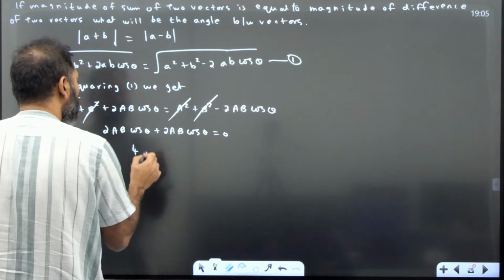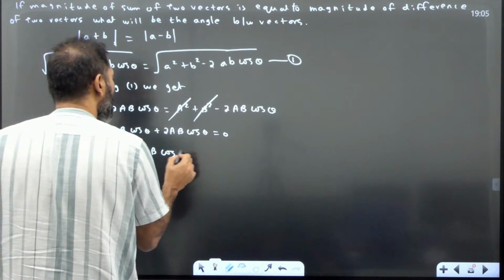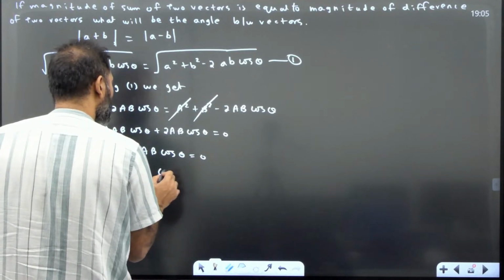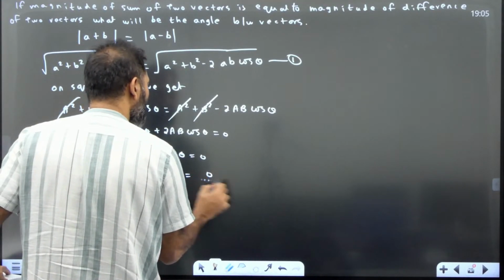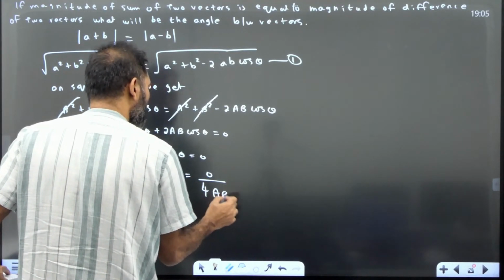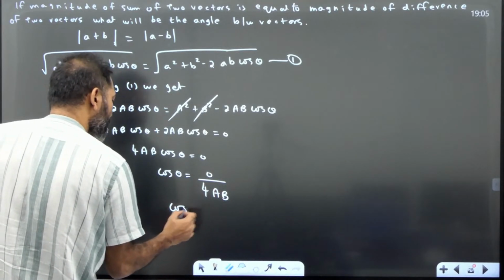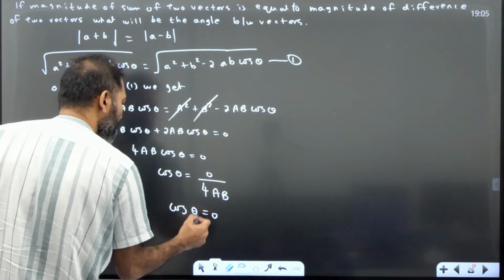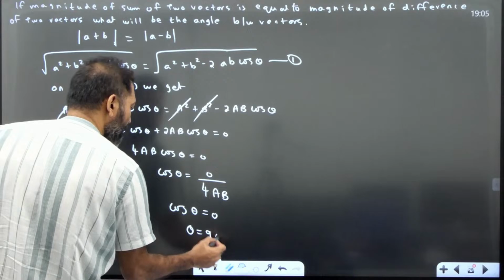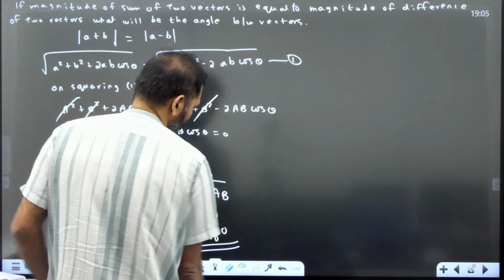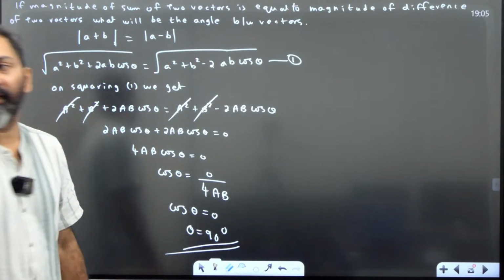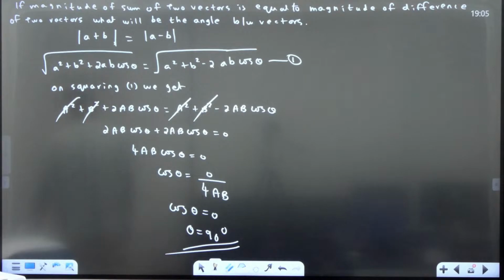So 4AB cos theta is equal to 0. So cos theta is equal to 0 by 4AB. 0 by anything is equal to 0. So cos theta equal to 0, so theta is equal to 90 degree. So what did we understand? If the magnitude of sum of two vectors is equal to magnitude of difference of two vectors, what will be the angle between the vectors? 90 degree.